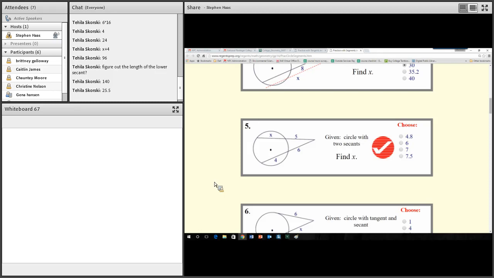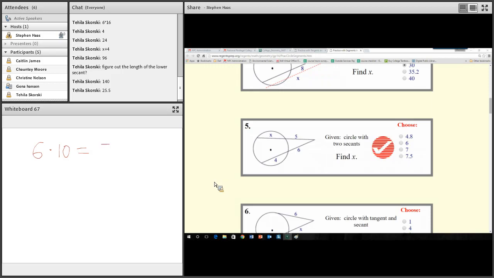Okay. Let's see. What do we got here? Well, here we're going to do the same thing. Let's take the bottom secant first. What's the outside part? The outside part is 6. What's the whole secant? Whole secant is 6 plus 4, so the whole secant is 10. Equals. Well, again, we're going to do the same thing as we did before.